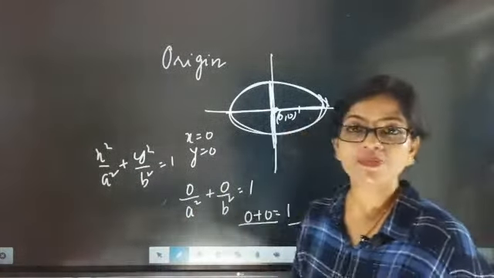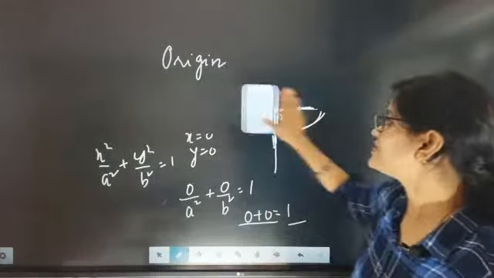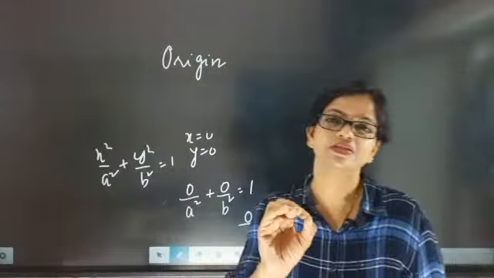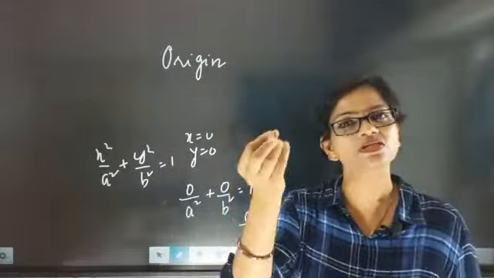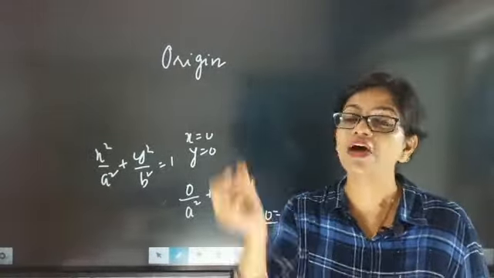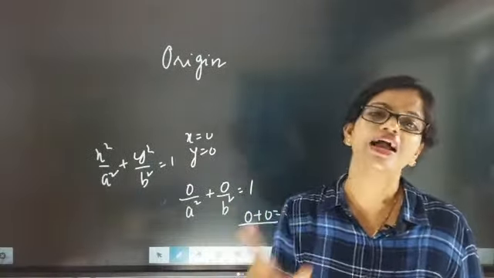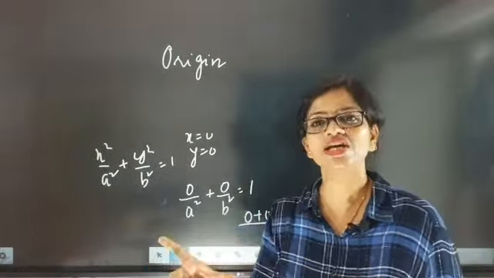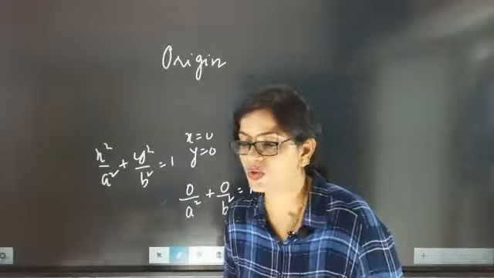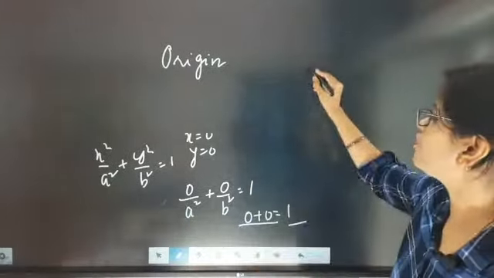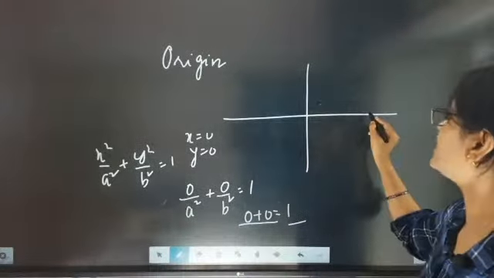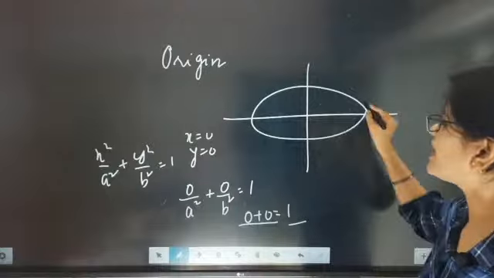Okay, this is a very important point to be noted. The center will never be passing through the curve. So that means the center point will never be at the curve, but the center is exactly going to divide the major axis and minor axis equally. The center is going to divide what, beta? The center is going to divide the major axis and minor axis equally.